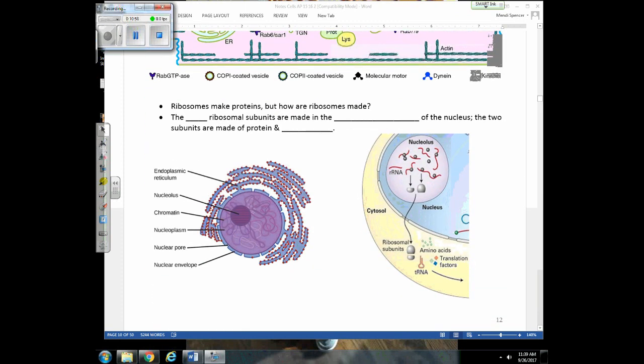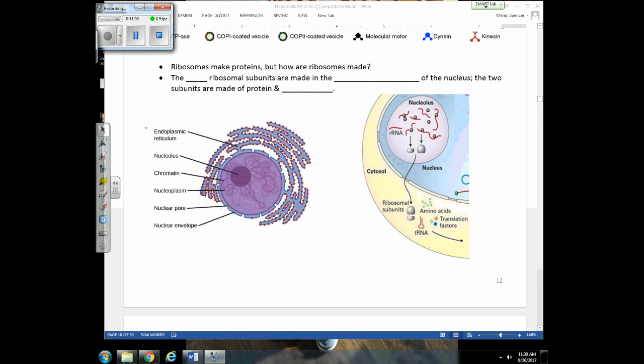Next, I want to discuss a little bit more about ribosomes, because we all know that ribosomes make proteins. But how are ribosomes themselves made? Now, on a diagram of a cell, when you take a look at the nucleus, you probably recognize that oftentimes inside the nucleus there's a dark structure, a dark circle. And this is the nucleolus. This is the area where ribosomes are made. So ribosomes are actually made inside the nucleus, and you can see that over here.